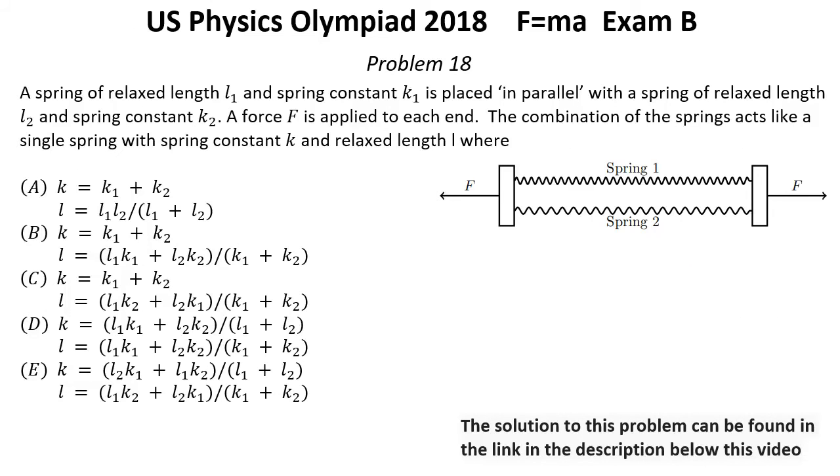Problem number 18. A spring of a relaxed length L1 and a spring constant K1 is placed in parallel with the spring of a relaxed length L2 and the spring constant K2. A force F is applied to each end. The combination of the springs acts like a single spring with the spring constant K and the relaxed length L, where we have next expressions for K and L.